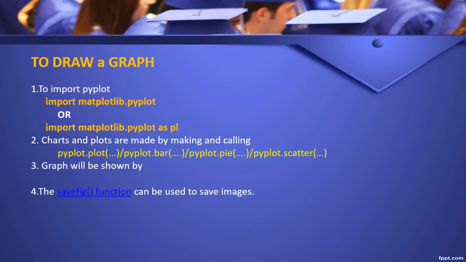Next, using that pyplot, we can use many methods. The plot method is for drawing the line, bar is for bar chart, pie is for pie chart, and scatter is for scatter chart. Inside the parentheses, we should give the data points, and the graph will be shown in a window through the show method. After showing the graph, if you want to save the picture, you can use the method pyplot.savefig and give your file name with png or jpg format.